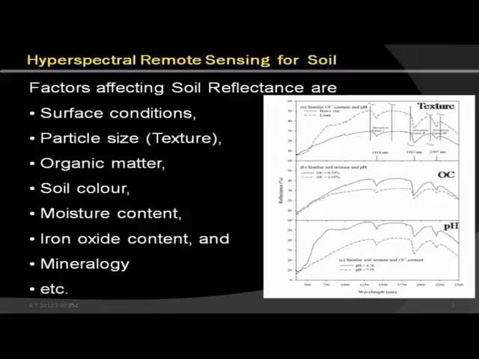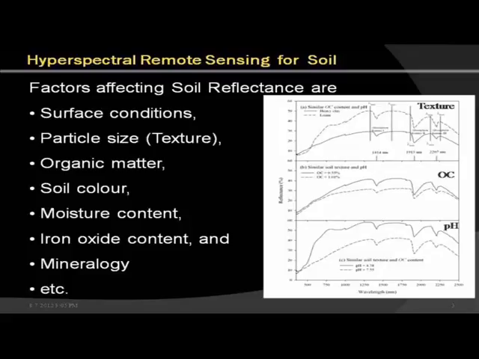Coming back to the pH, you have the same soil texture and organic carbon content, but the higher pH has less reflectance throughout the ranges. Then coming back to the soil color, which dominantly affects the visual range of the electromagnetic spectrum. If you have soil color due to iron oxide or aluminum oxide, that indirectly contributes to the reflectance pattern.